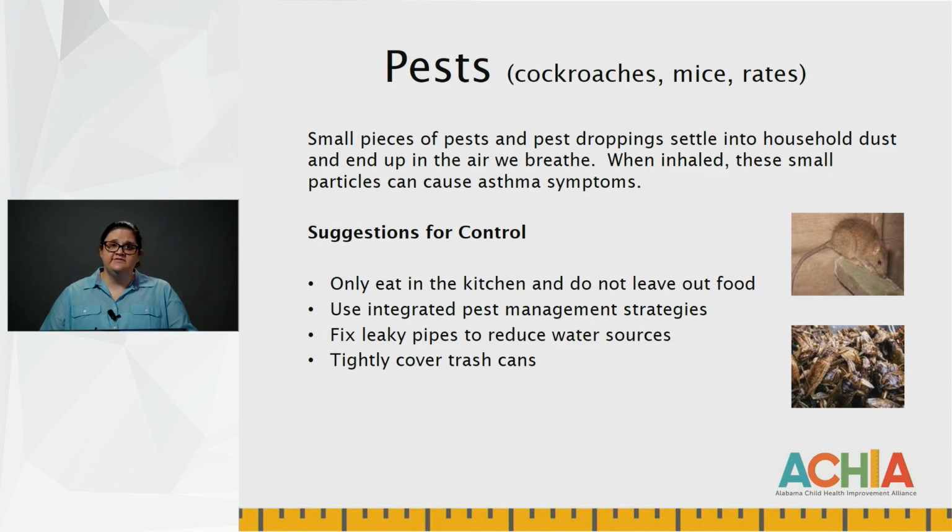So suggestions for control include only eating in the kitchen and not leaving out food, to reduce the presence of pests. Using integrated pest management strategies, and we'll talk about that in a following slide. Fixing leaky pipes to reduce water sources, because those water sources draw in pests. And tightly covering food and trash cans to reduce food sources for pests.